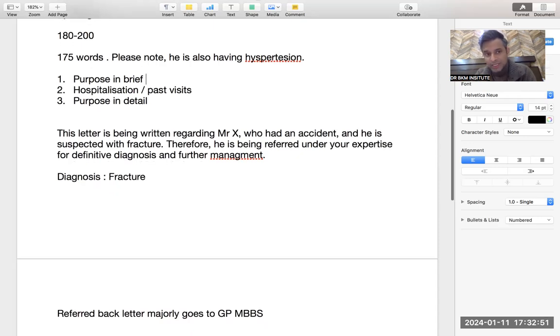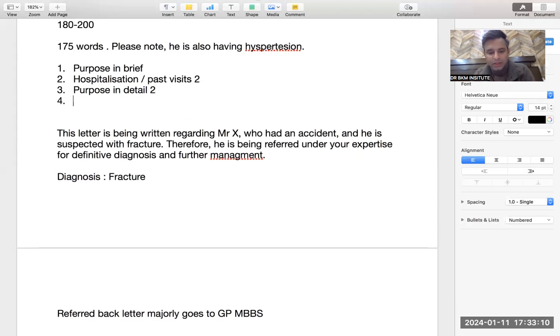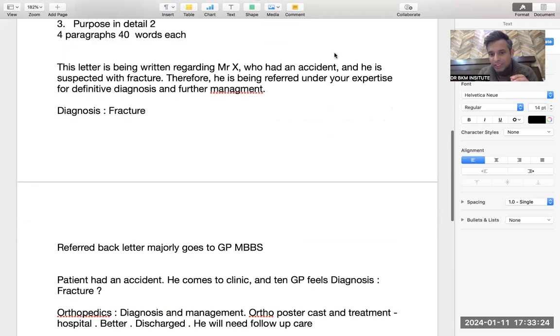In this letter, you can make two paragraphs of the purpose in detail, so it depends upon what data is given. You can break the data into two parts. Either you can make the second paragraph into two, or the third paragraph into two. Normally you should make four paragraphs, 50 words each. 50 words each does not mean it is mandatory. One you can make 40, the other 60, to keep a balance of 200 words. That is what the OET letter is all about.